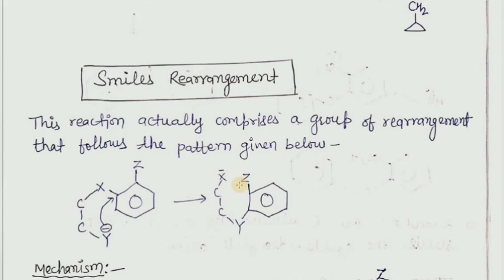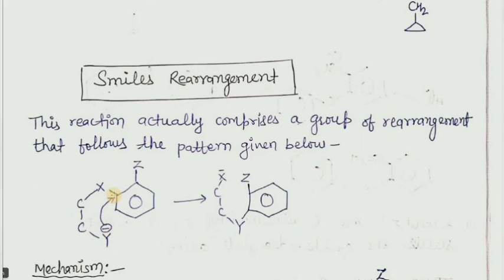Next and last rearrangement of this series is the Smiles rearrangement. This reaction actually comprises a group of rearrangements that follow the pattern given below. Here we have this particular group attached to this ring, and in the presence of a base, one negatively charged species gets generated. This will attack at this particular position. We can say it is an ipso attack.